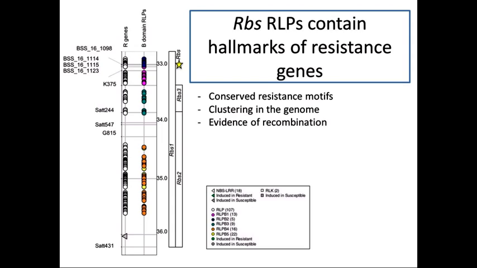So the RBS RLPs contain the classic hallmarks of disease resistance genes. We have the conserved resistance motifs, the 2 pairs of cysteine residues. They're clustered in the genome. Not only are they clustered on this one region of the chromosome, but they're also clustered based on their B domain. We have evidence of recombination, that there's insertions and deletions that we've seen in the B domains. So these RLPs are classic disease resistance genes.